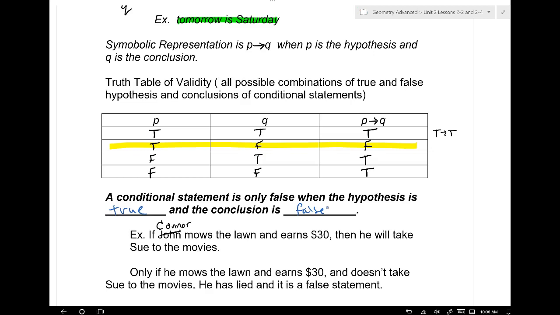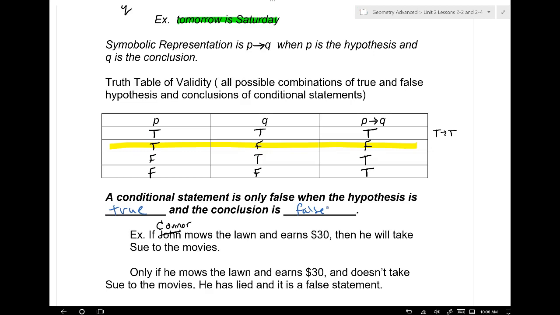Let's see if he can redeem himself. What if Connor does not mow the lawn, but he still takes Susie to the movies? Is he a good guy? Did he still make his girlfriend happy?